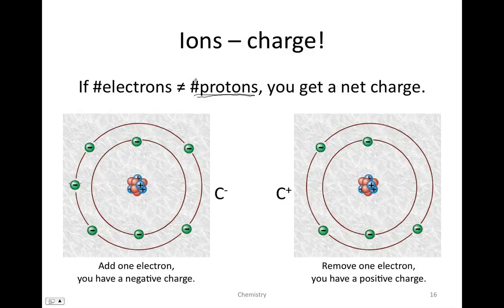Okay? Now this is not hashtag protons. This is not a trending topic on Twitter. This is the number of protons. And this is not hashtag electrons. It's the number of electrons. The number of protons defines the element. If we have 6 protons, then this is carbon. If we have 7, then it's nitrogen, and so forth. And we'll talk a little bit more about that in a second.